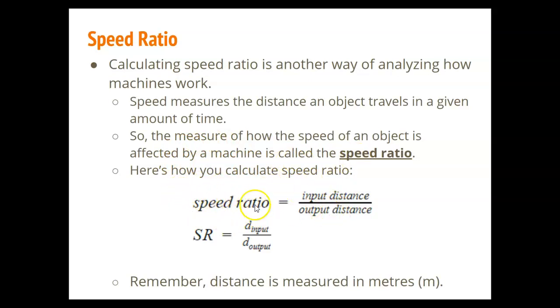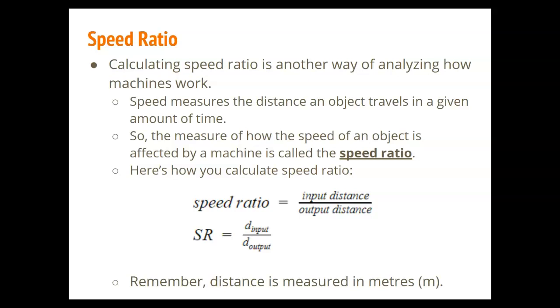And we can calculate speed ratio by using a very similar formula to what we looked at in mechanical advantage. But I will note for you guys that input and output are reversed here. Okay, and now we're talking about distance. Remember, speed has to do with distance. So your input distance over your output distance, or d input over d output, will give you speed ratio. And remember that we're going to keep things simple and just measure distance in meters in this case.